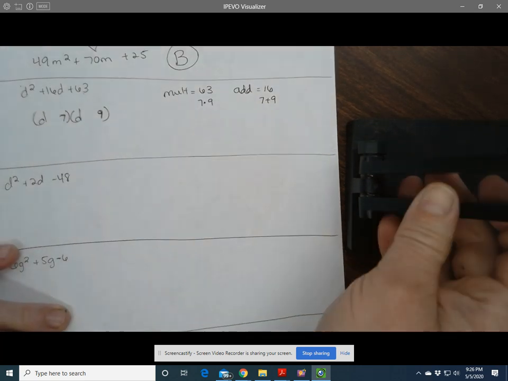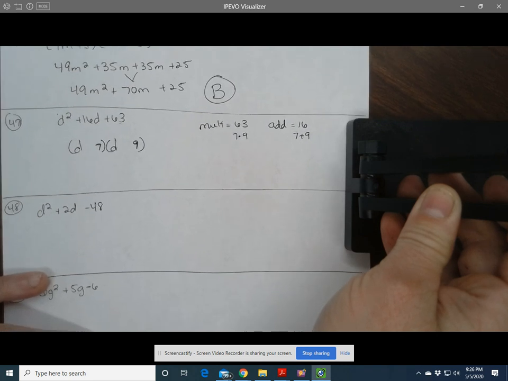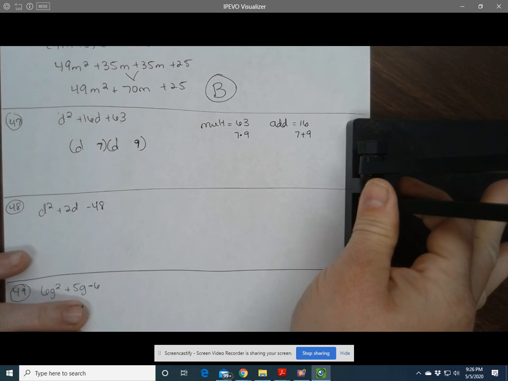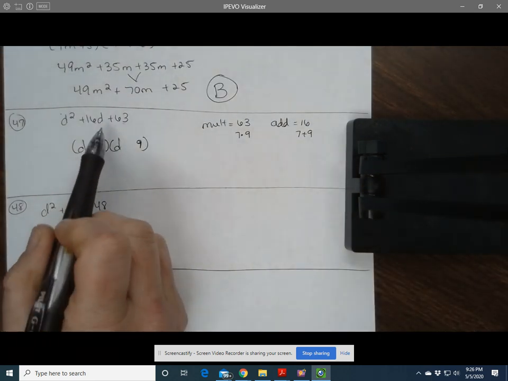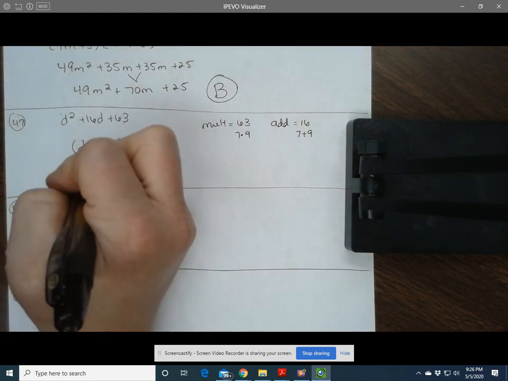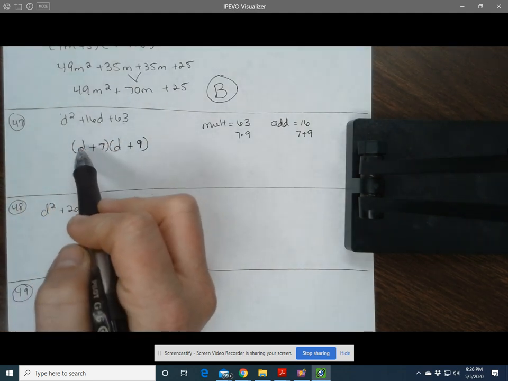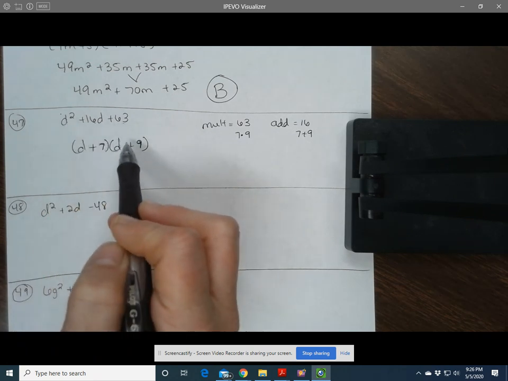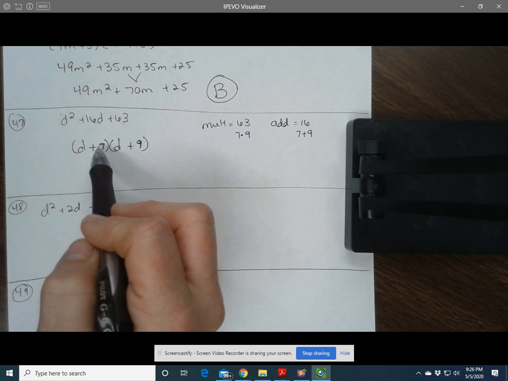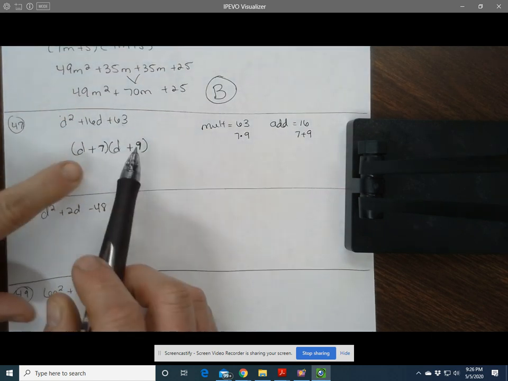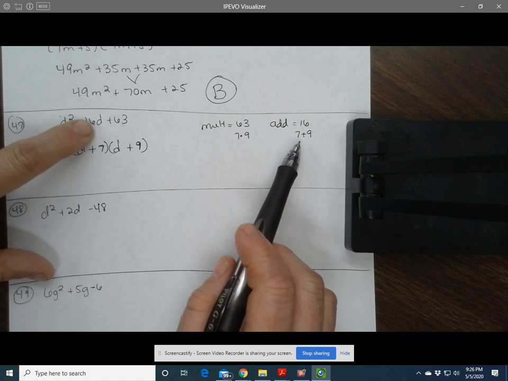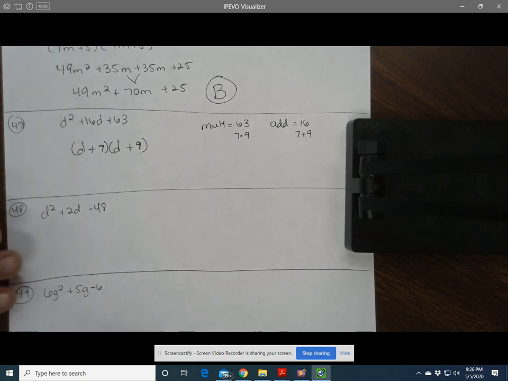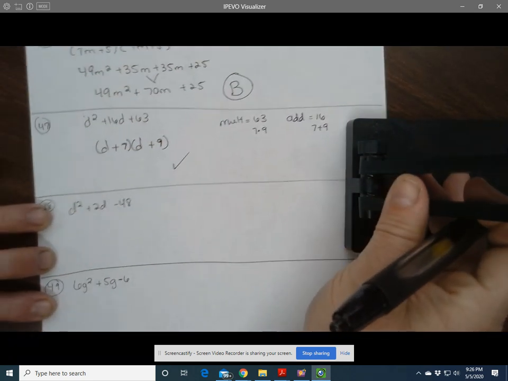Right here's where I need to decide about my signs. I need to see these are both positive. I can check that because D times D is going to be D squared. D times 9 is going to be a plus 9D, and 7 times D is going to be a plus 7D. So both of these are going to have to be positive to add to get that, and whenever we multiply these, they both must be positive so that you get that. So that does FOIL out, and that does check out.